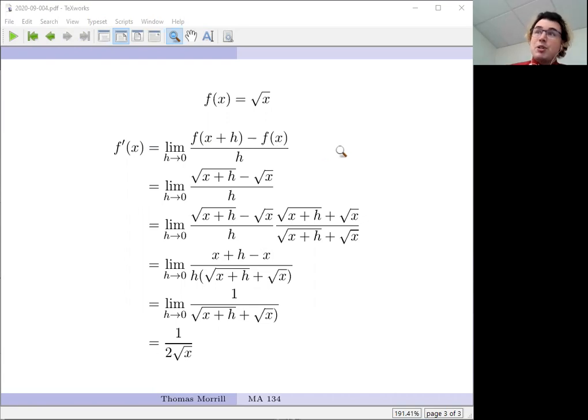And my difference quotient, as always, is f of x plus h minus f of x, quantity divided by h. Now, when I see f of anything, I'm going to take whatever I see between those parentheses, and I'm going to replace it in my formula. So f of x plus h becomes square root of x plus h. F of x becomes square root of x.